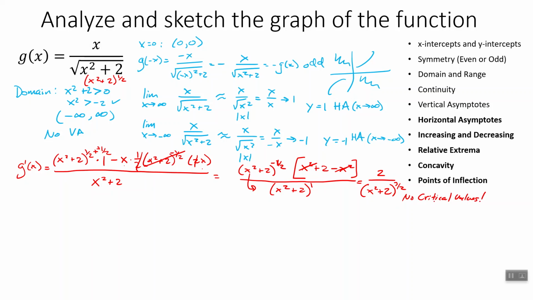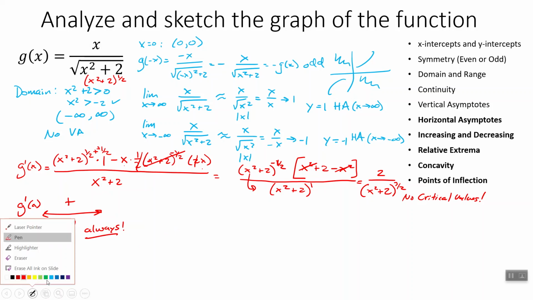All right, that doesn't mean we don't have increasing or decreasing. It just means it's either always increasing or always decreasing. So if we look at the sign of g prime, here's our number line, no points. If we just plug in any value, like say 0, we get 2 on top, we get 2 to the 3/2 on bottom. That's still positive. It's always positive. That means g of x is always increasing. All right. So we got no relative mins, no relative maximums, no decreasing areas, just always increasing.